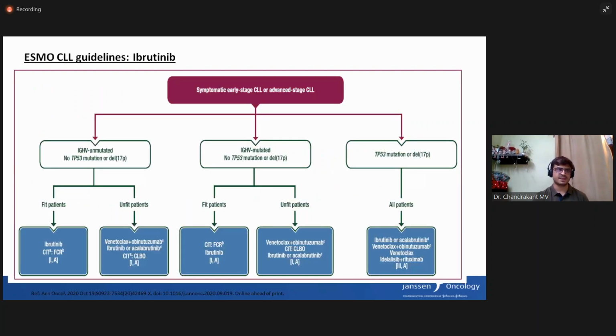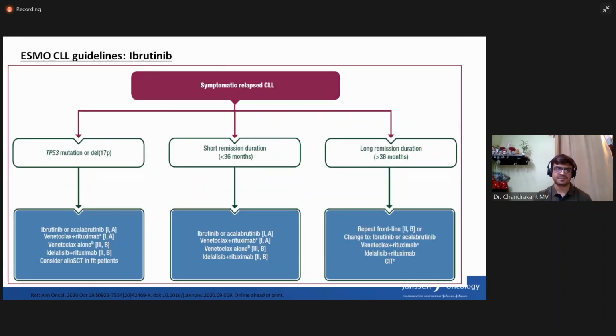So this is the ESMO CLL guidelines. IGHV unmutated, fit patient, ibrutinib. You can see ibrutinib being there in each and every box, irrespective of any type of mutation. We have other options popping up: venetoclax, obinutuzumab in unfit patients, and in fit patients FCR, and then we have idelalisib in patients who have P53 mutation, venetoclax plus obinutuzumab or venetoclax monotherapy popping up there.